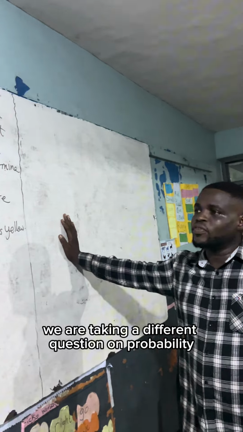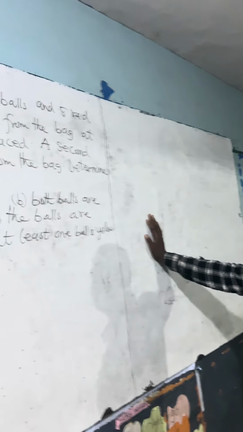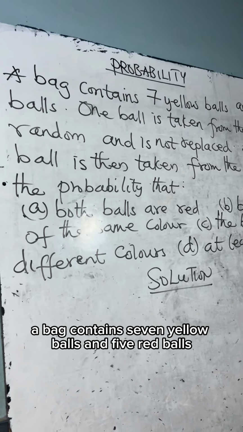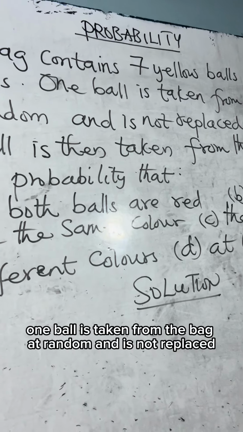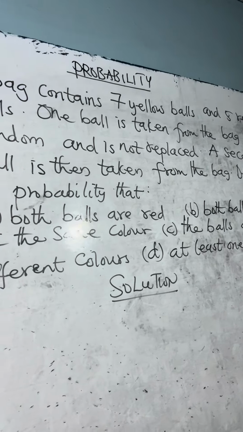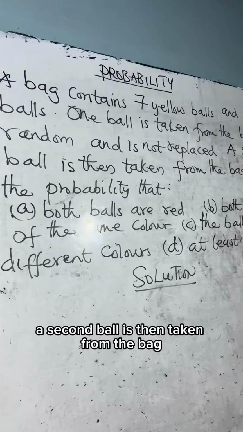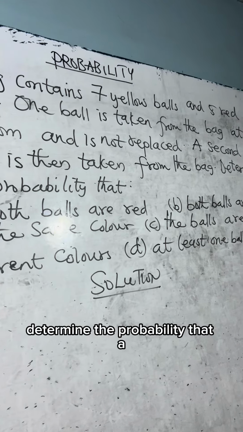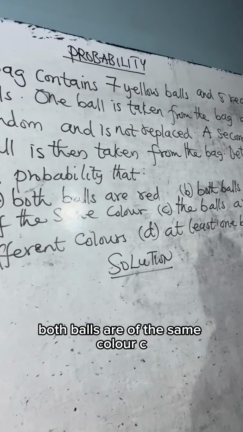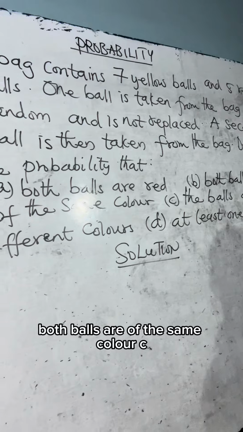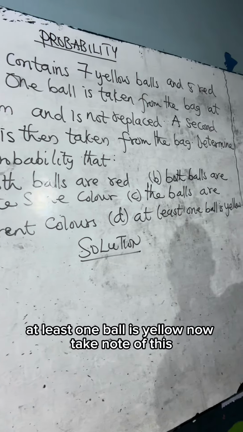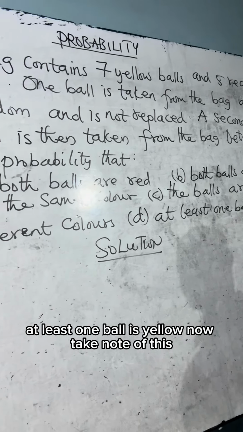We are taking a different question on probability. A bag contains 7 yellow balls and 5 red balls. One ball is taken from the bag at random and is not replaced. A second ball is then taken from the bag. Determine the probability that A, both balls are red, B, both balls are of the same color, C, the balls are different colors, D, at least one ball is yellow.